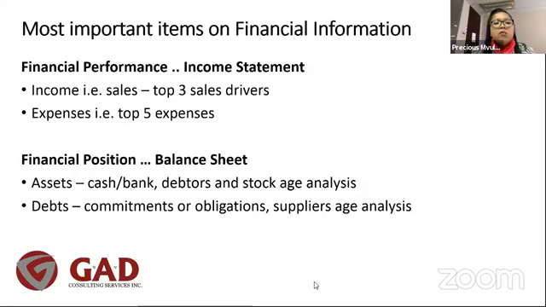So the most important items within the financial information that we can help our clients to pay attention to: one is the income, when you're looking at the income statement on performance. But within that income, generally we say, take at least an average of 60% of sales. Whatever contributes more than 60% of sales, you need to analyze that, which might be the top 3 best sellers of your products.